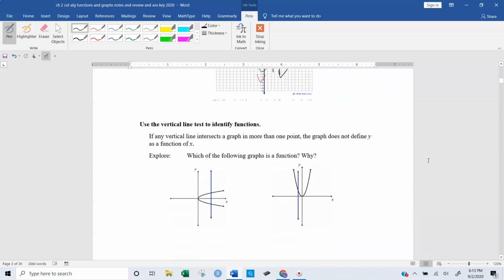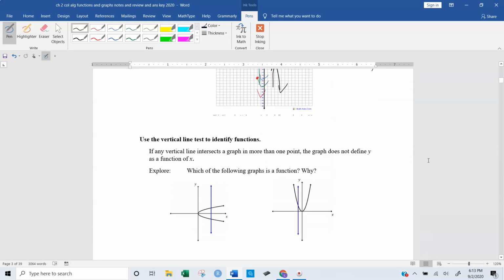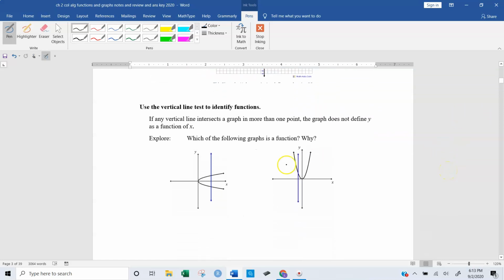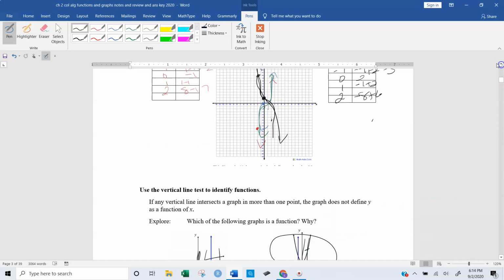Hopefully it gets better. Vertical line test means once you have a function, if you can draw any vertical line and it only crosses the graph once, no matter where you draw it, it is a function. So this is good. No matter where I draw my vertical line, it only hits the graph once. Here, I can draw one on the y-axis and it crosses once, but I can draw one anywhere over here and it crosses twice.